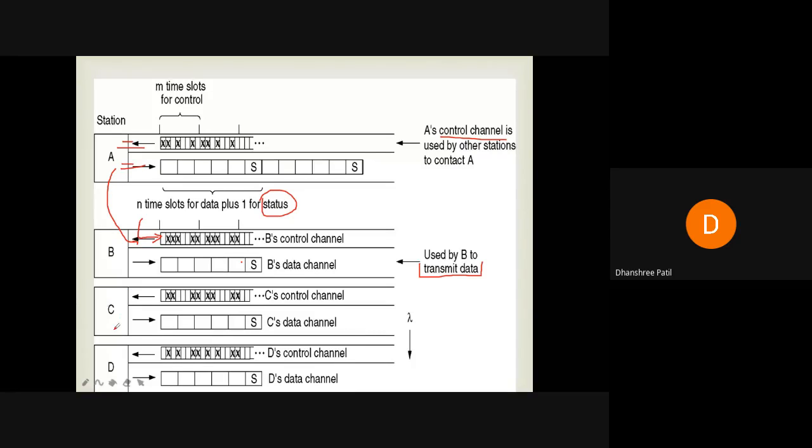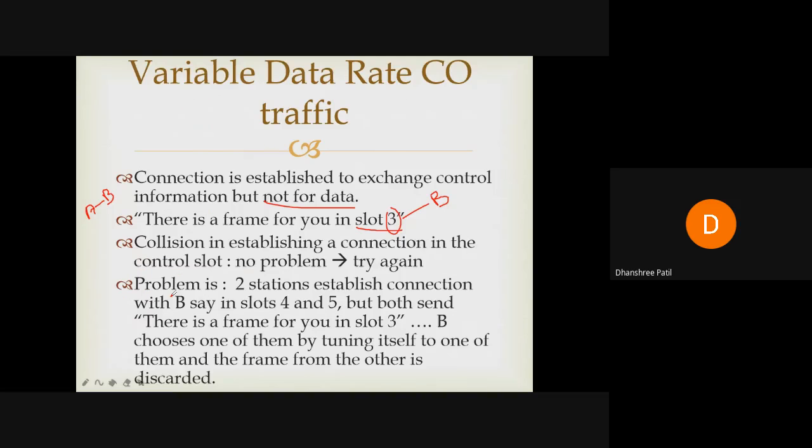So any one frame can be accepted by B and the other frame is discarded. So that is the loss of data in this situation, if two stations simultaneously send a request to any one station. Okay, so this is the first case, that is variable data rate connection oriented traffic.